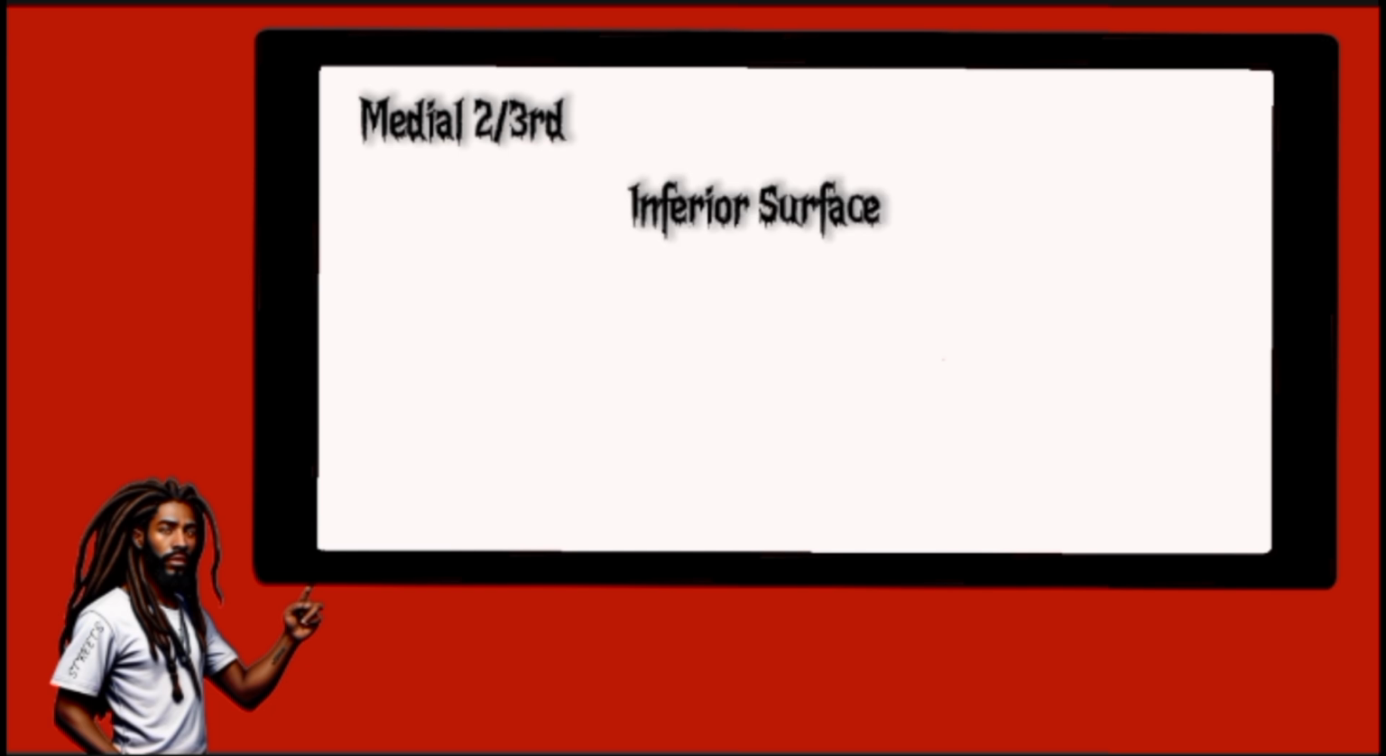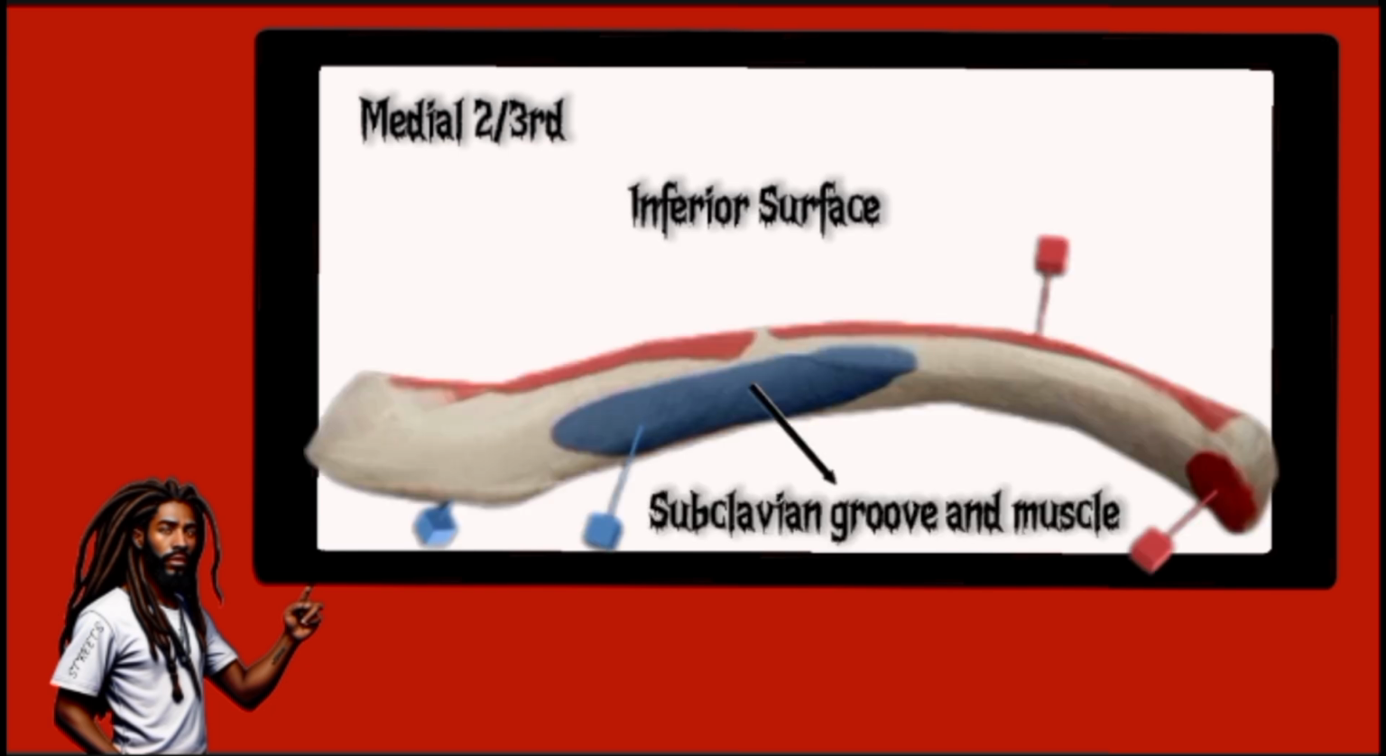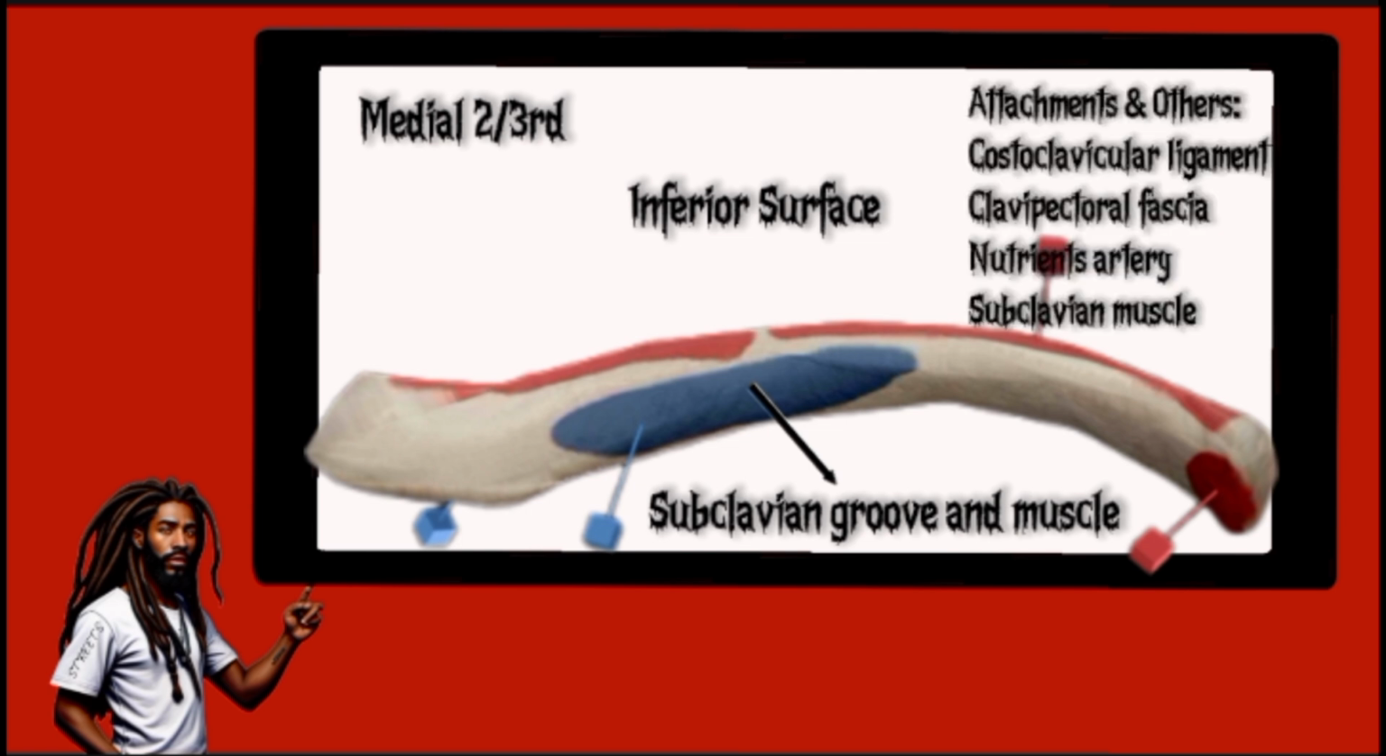Lastly we have the inferior surface, where we have the subclavian groove on the lateral side. So on the lateral half of the inferior surface, we have the subclavian groove. And this subclavian groove has different things attached there, like the costoclavicular ligament, the clavipectoral fascia, the nutrient foramen, but most importantly the subclavian muscle, which goes directly into the groove to attach itself. The nutrient foramen is just a hole through which an artery carries blood into the bone, even bone needs to eat.